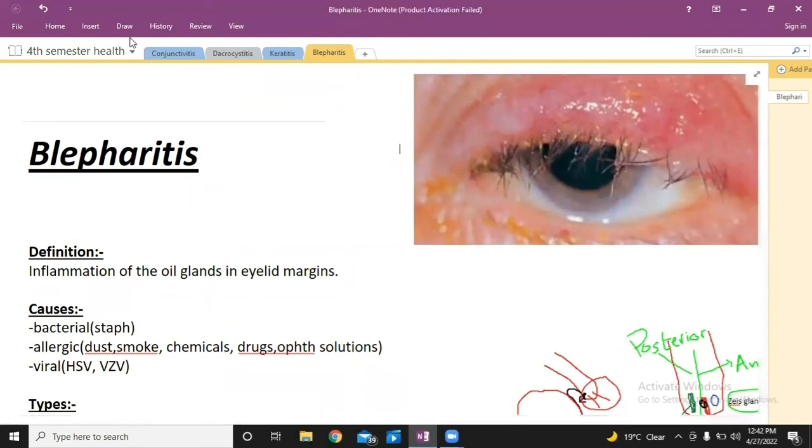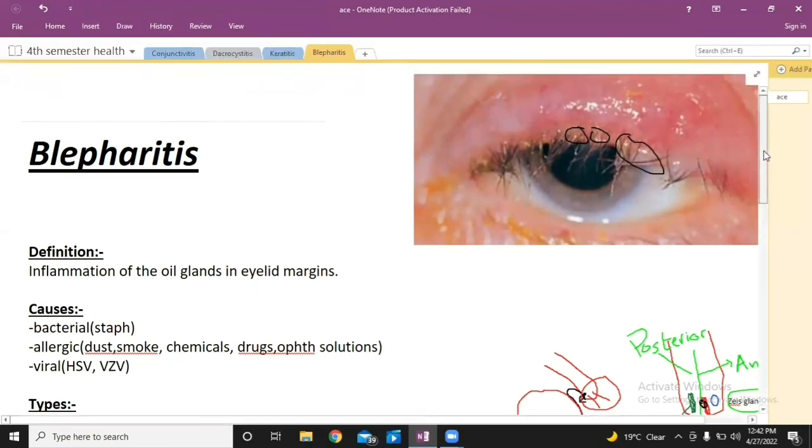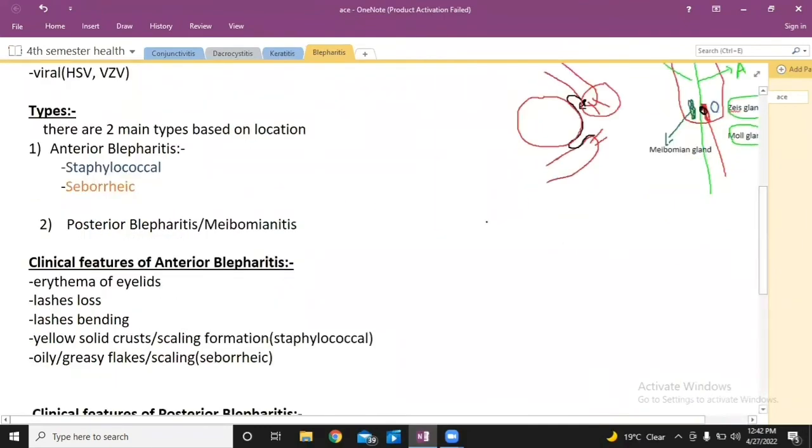You can see in this picture that there is crust formation in the eyelids. The crust formation shows that it is a little bit greasy. I can see that the eyelids are oily here. So what could be the reason here? It may be due to seborrheic blepharitis. And you can search on Google about staphylococcal blepharitis. Let me show you an example.